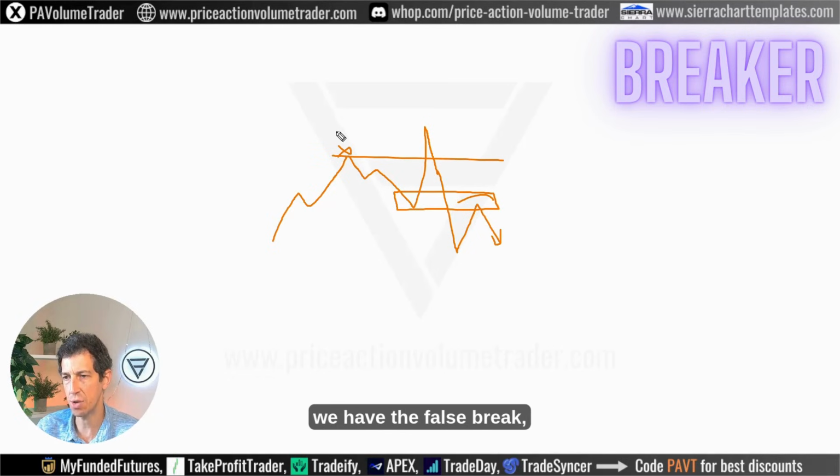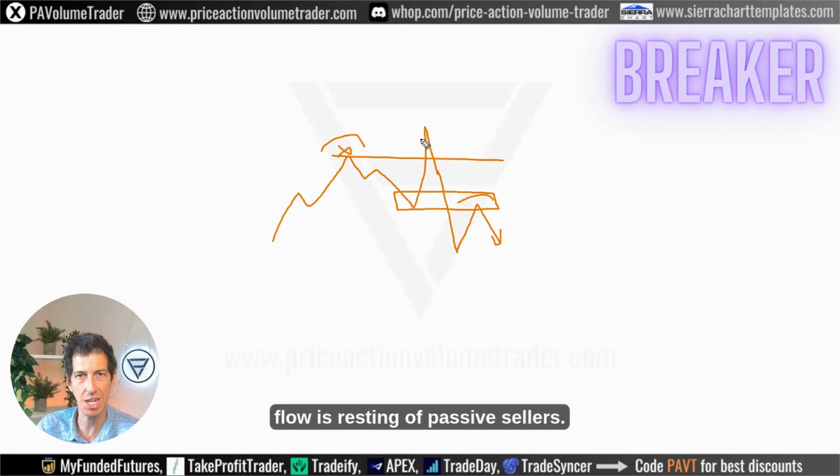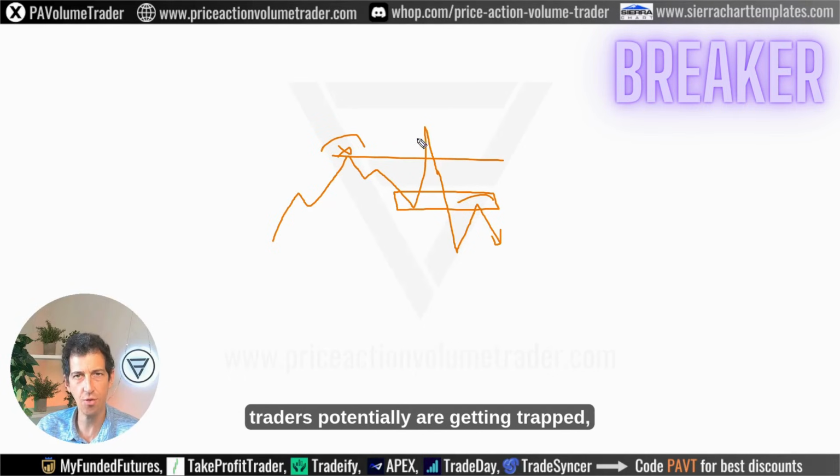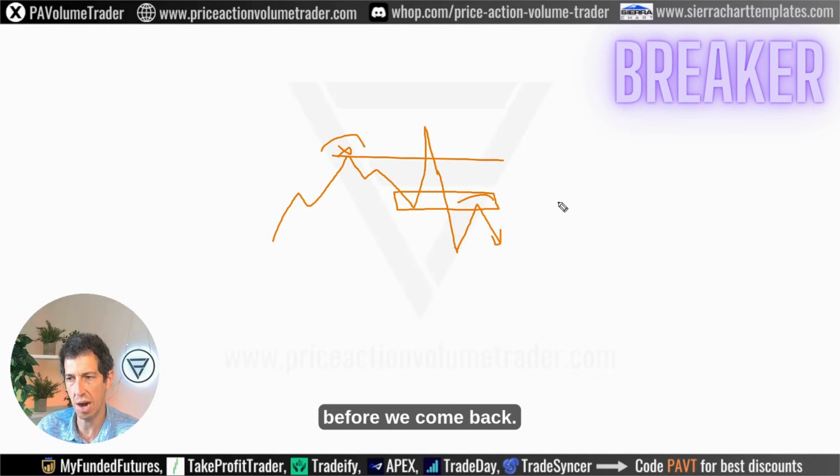In this case, we had the false break, you could call it. Basically, it's just a tap on resting liquidity. This is where large order flow of passive sellers is resting, and a lot of aggressive breakout traders are potentially getting trapped trying to go long on this level before we come back.